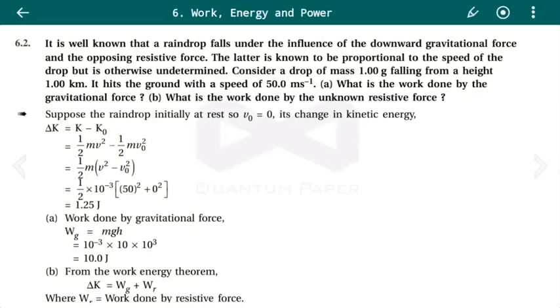Now let us see illustration number 2. It is well known that a raindrop falls under the influence of the downward gravitational force and the opposing resistive force. The latter is known to be proportional to the speed of the drop but is otherwise undetermined. Consider a drop of mass 1 gram falling from a height of 1 kilometer. It hits the ground with a speed of 50 meter per second. You need to find the work done by the gravitational force and the work done by the unknown resistive force.